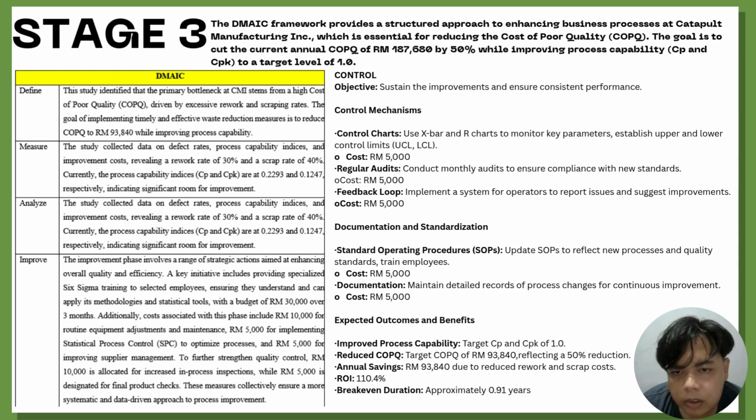The next is the outcomes and ROI. The result: process capability improved, targeting CP and CPK of 1.0. COPQ was reduced by 50%, saving 93,840 annually. The return on investment stands at 110.4%. The break-even period is estimated at just 0.91 years.